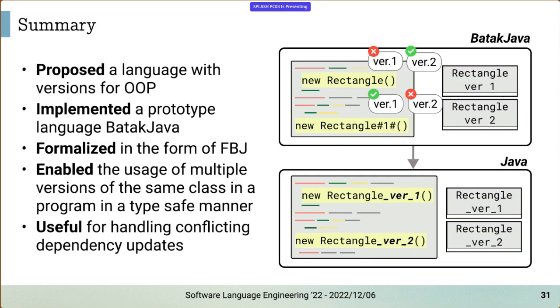Answering the previous question as well, because the version 1 and version 2 of a class are not related to each other, we currently don't have such kind of ordering between updates as well. We don't have that in BatakJava right now, and so yeah, I think that's that.